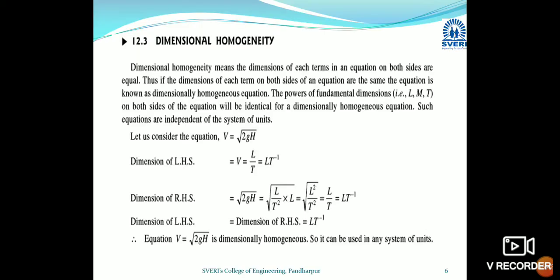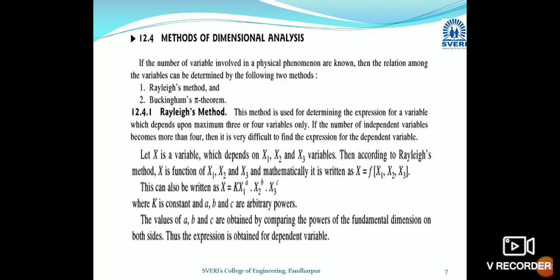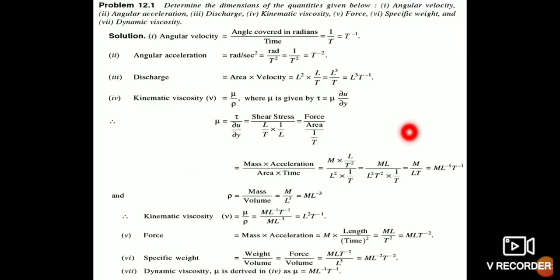Then discharge. Discharge is area into velocity, area L square into velocity L by T. It will become L cube by T, or meter cube per second, L cube T raised to minus 1. Then kinematic viscosity, mu upon rho.